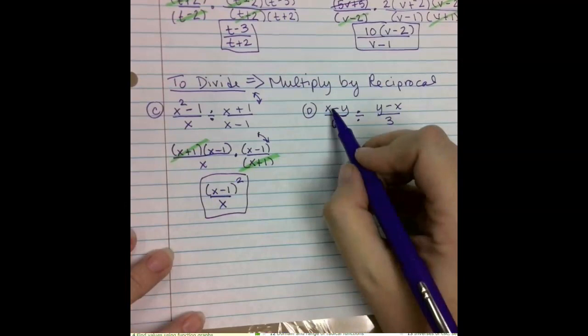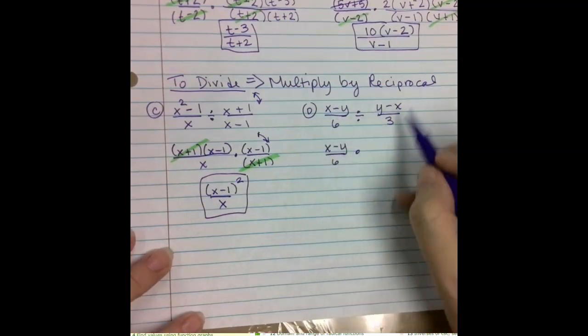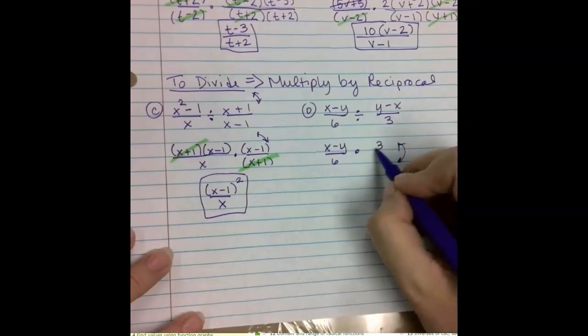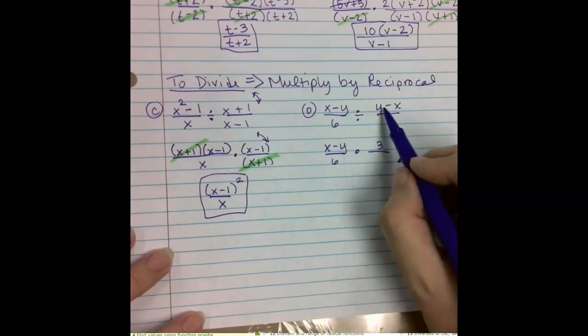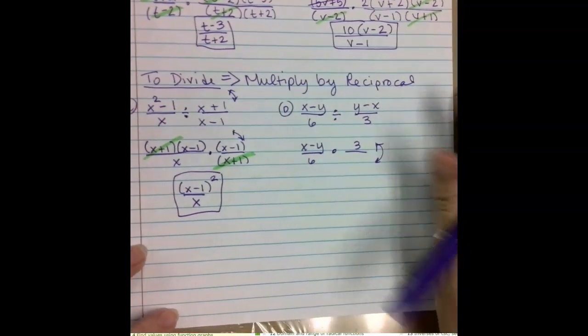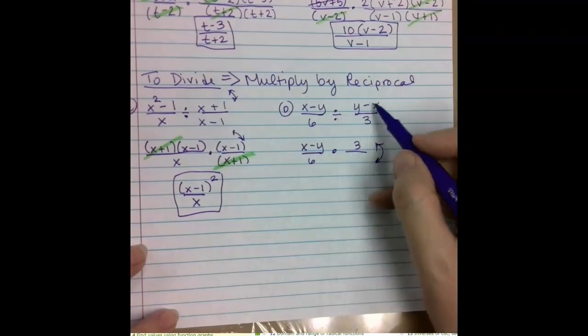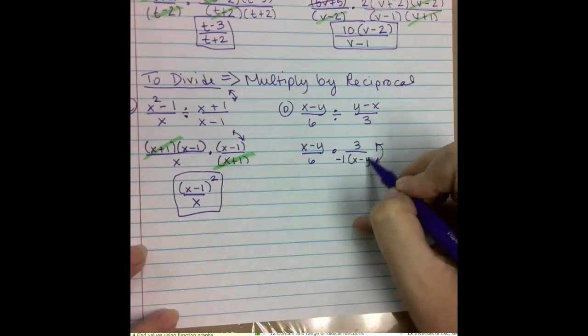Okay, here's another one. So the first one doesn't change, x minus y over 6. Flip, change it to multiply, and flip. This is 3 over. And what did we learn about if I want to swap the order of a minus? We learned this yesterday. If I want to swap the order of a minus, I just need to take and factor out a negative 1, and then I can switch the order.